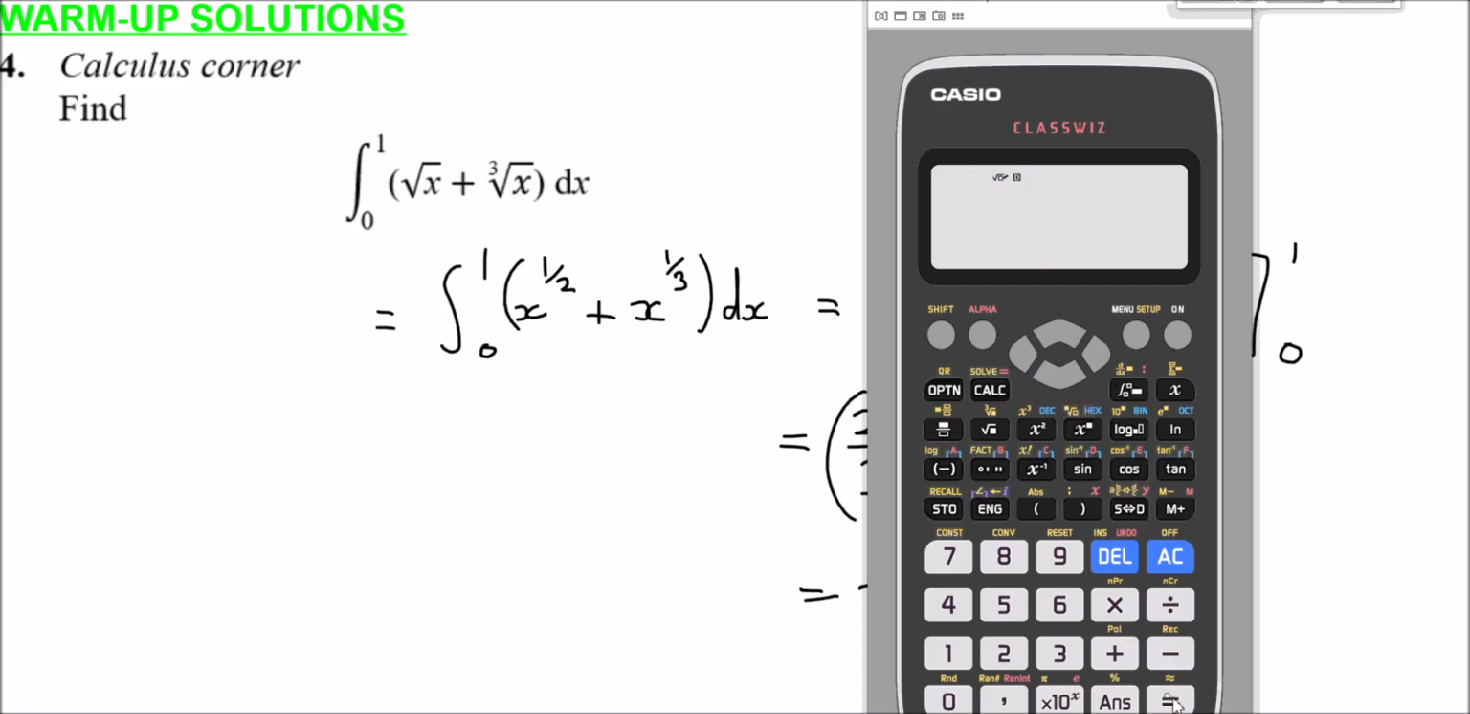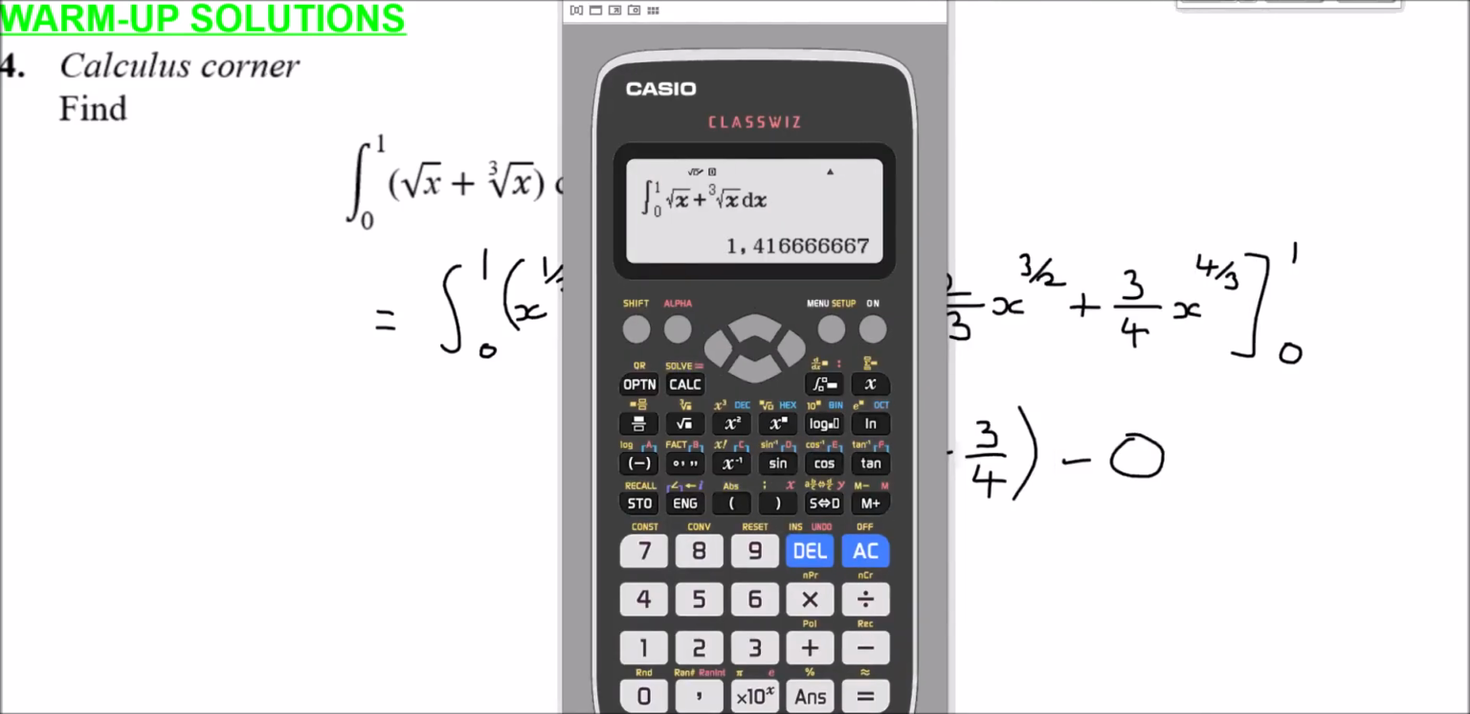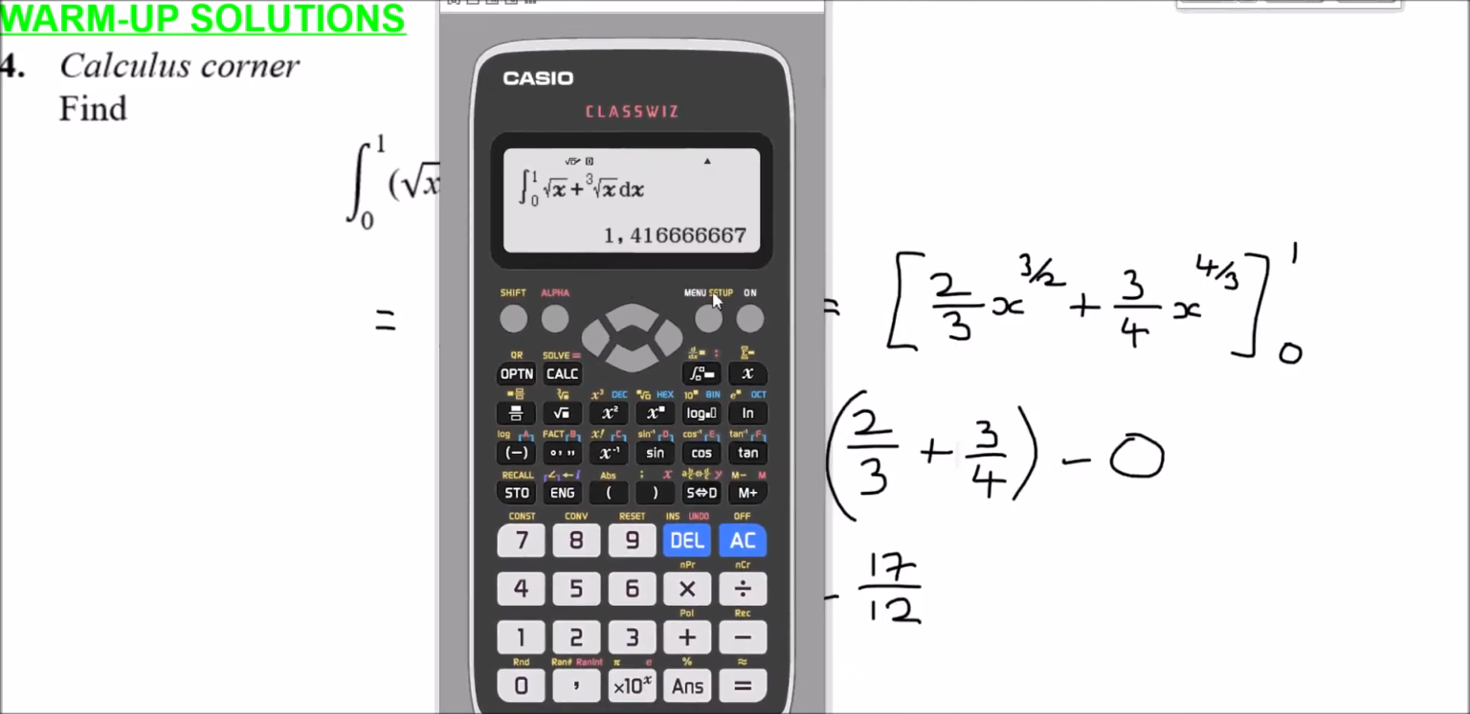Press equals, and you'll notice your calculator takes a bit of time to work this out, but eventually drops out with, the suspense is killing me. Wow, there we go. 1.4166667, which is not the best form to give the answer in because this is a decimal, but if you were to try 17 divided by 12, which we've got here, that would give you this decimal answer. So that's one of the drawbacks of using the ClassWiz. It will give you a decimal answer, whereas with integrals and calculus generally, unless a question says otherwise, it's best to give your answers in exact form.